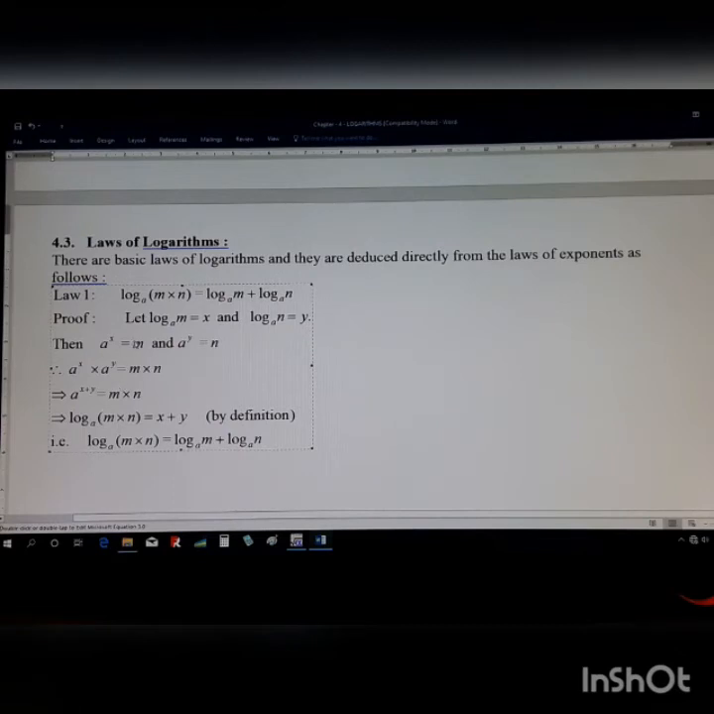Then let us multiply these two expressions so that we can get m into n. So a power x and a power y will be multiplying. A power x is m, we are writing m here. A power y is n, so m into n.